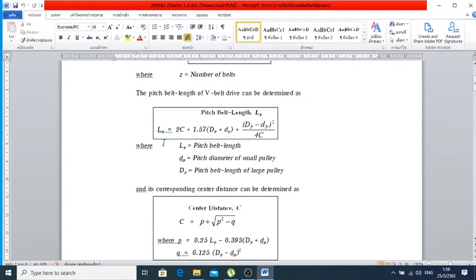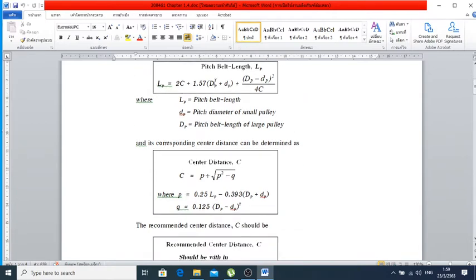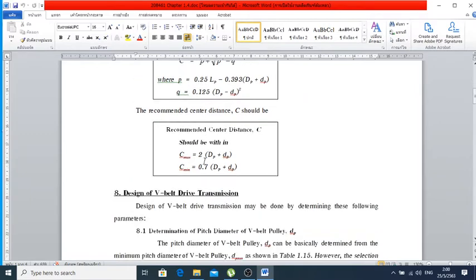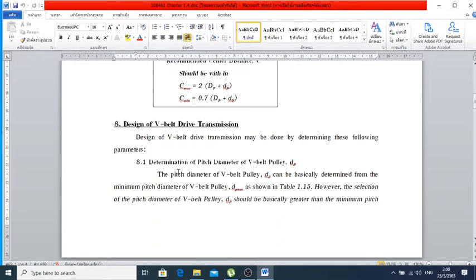Anyway, it's going to be a reference, and I'm going to talk about it later in the table of contents. The center distance can be determined from the capital C equal to P plus the square root of P squared minus Q, things like that. Either P and Q can be determined from the equation there, and then it's recommended to use C max and Z min, based on this equation. If you don't follow this recommendation, it's going to cause slippage anyway, or the optimum design cannot be obtained.